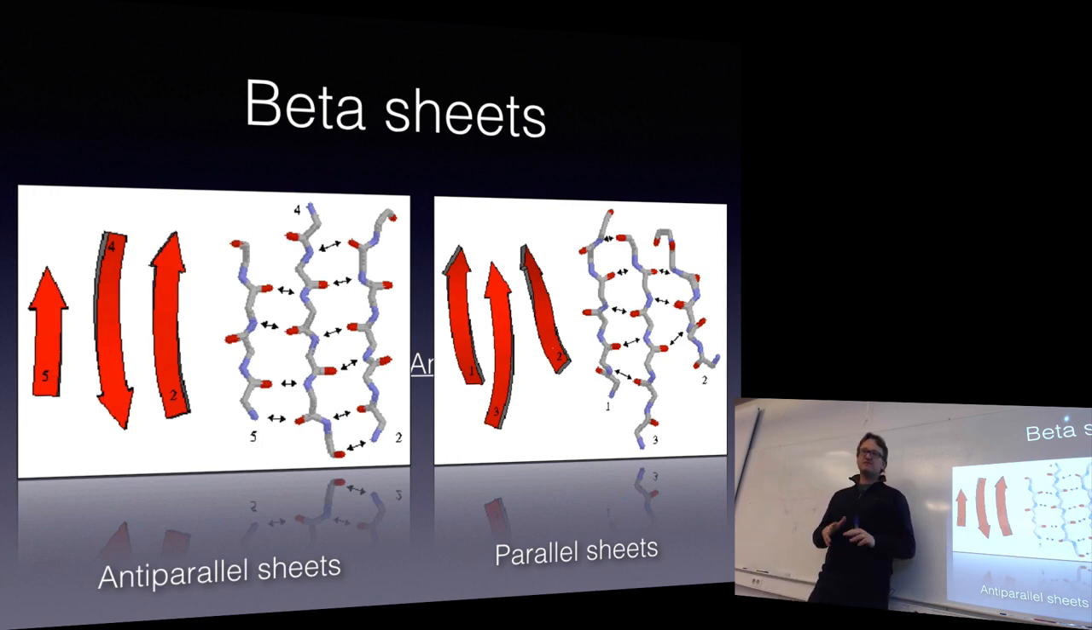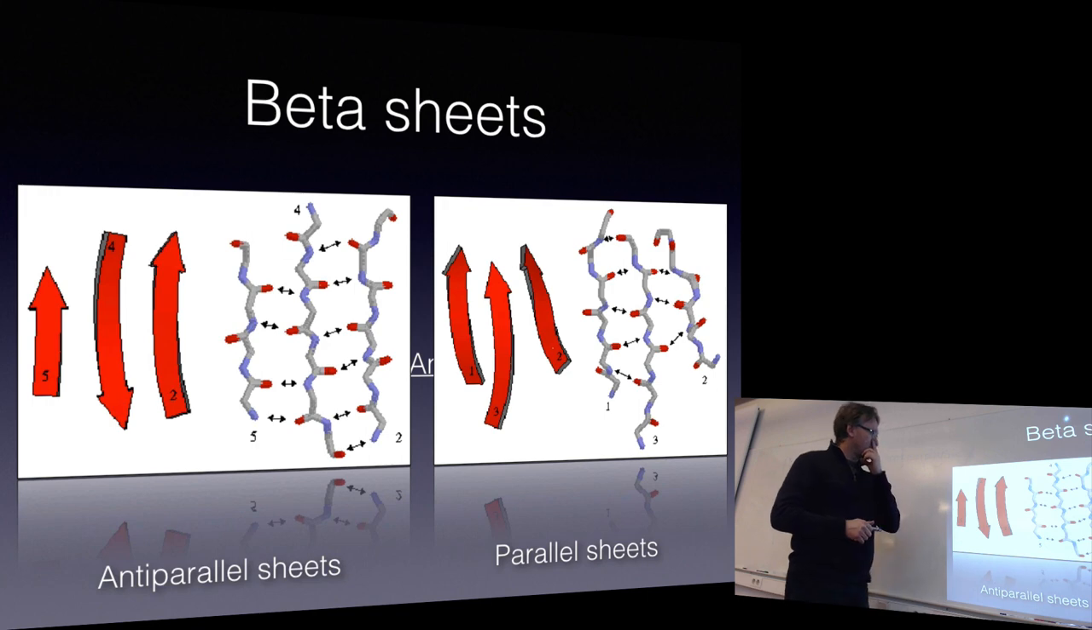Because based on Christian Anfinsen's results, it can't be biology. It's not that we have special enzymes forming them. But we don't really know yet why they prefer alpha helix or beta sheet. So we're going to need to come back to that.